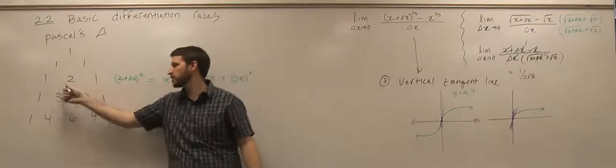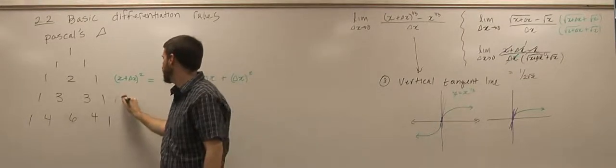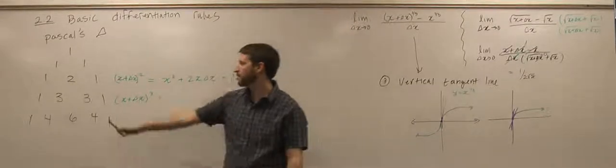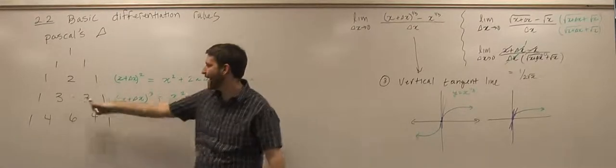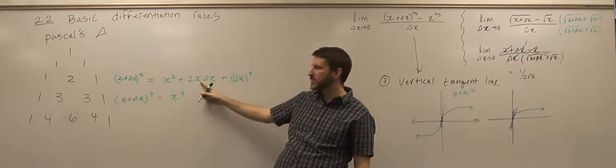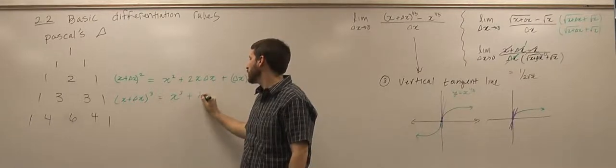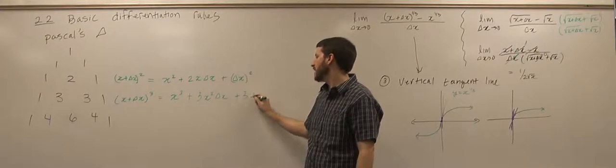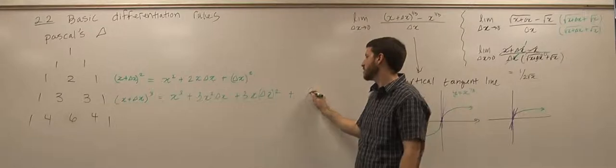So this gives you the coefficients you get from expanding. Using that pattern, do you think you can figure out what x plus delta x cubed is? Should be 1x cubed. Now what do I add next? x squared. You have to start mixing your terms. So it'll be 1x cubed plus 3x squared delta x plus 3x delta x squared plus delta x cubed.